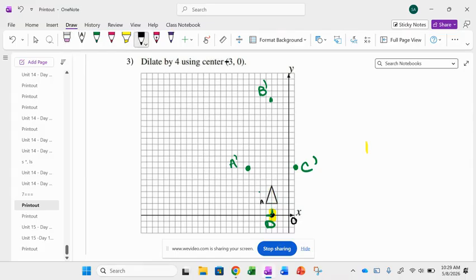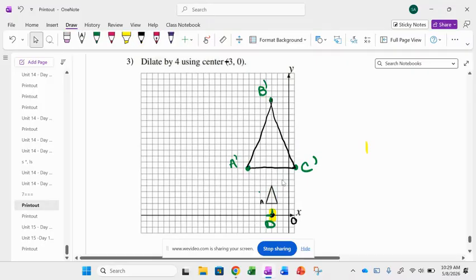And now we connect. And there is our new image. So we are done for today.